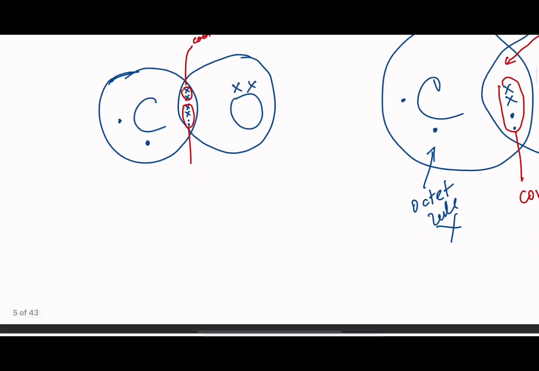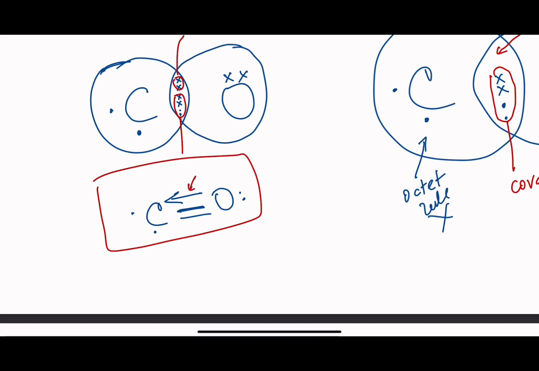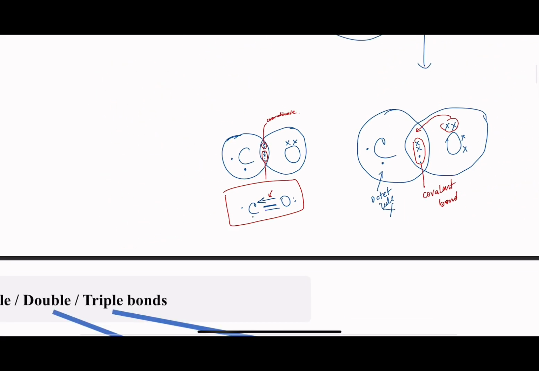Okay, and when you draw with the lines, it looks like this. So 2 bonds, and then this bond is gonna be looking like this, the triple bond, and then carbon is gonna be looking like this, oxygen is like this. This is the coordinate covalent bond right here. Perfect.